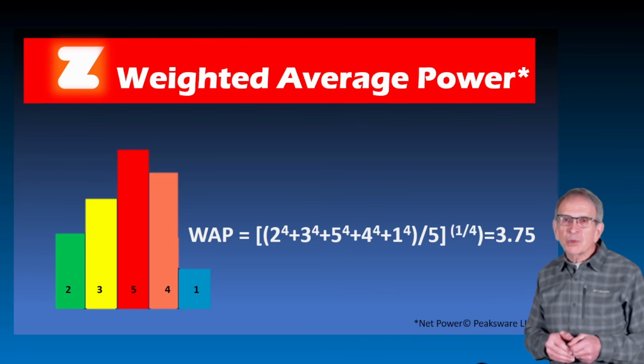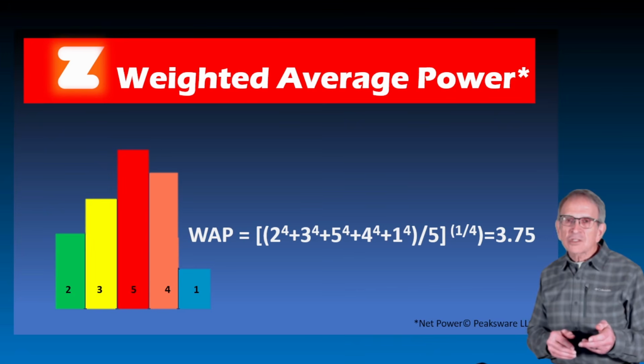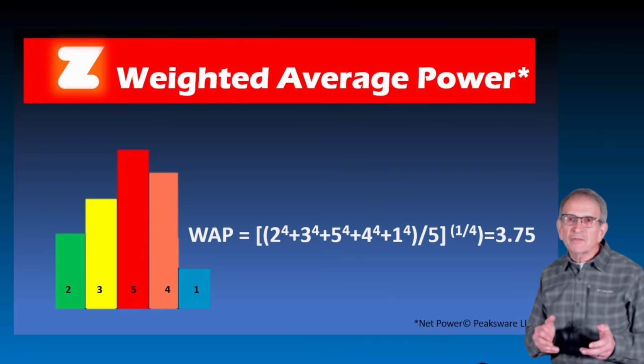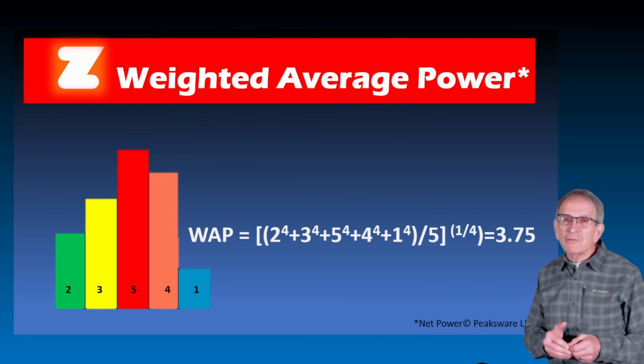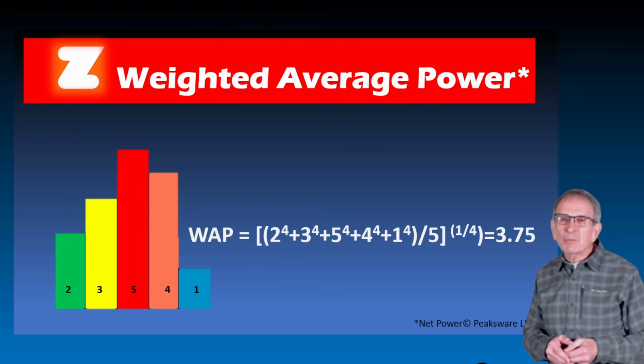So in the example that I'm putting up here, 2 to the 4th power, 3 to the 4th power, and so on, add it all up, divide by 5, and then take the 4th root. And now you can see that rather than an average power of 3, we get a weighted average power of 3.75.